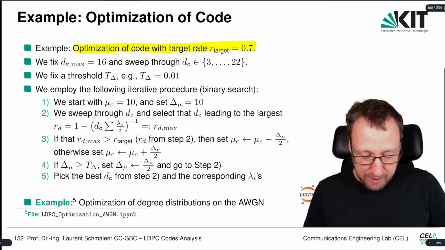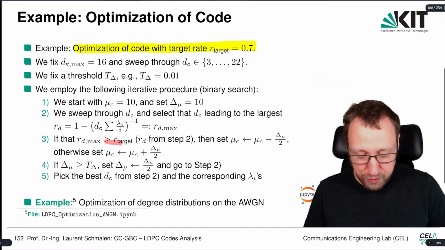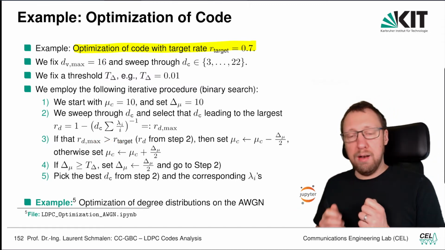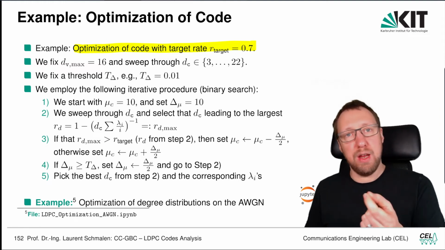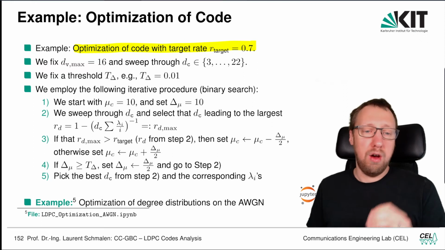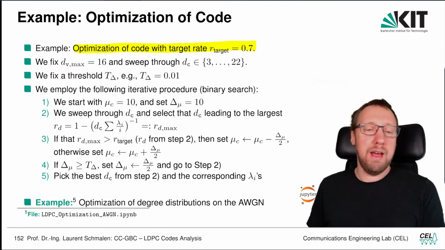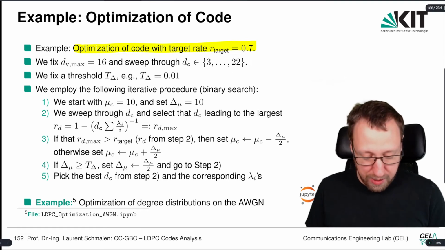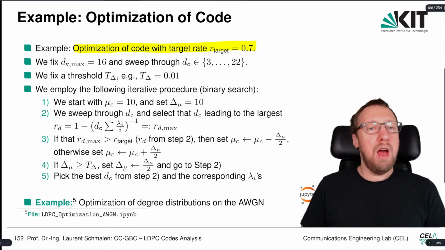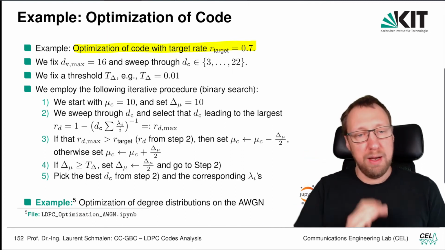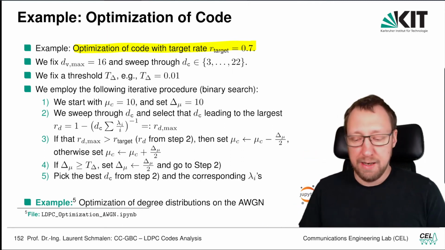So this leads to the largest rate. And if that one is larger than the target rate, it means our channel is too good. We need to worsen our channel. We do this by reducing the mean. And if our rate is smaller than the target rate, it means our channel is too bad. We need to improve the channel, and then we need to increase mu-c. And then we just repeat this until we home in on the finally desired rate.